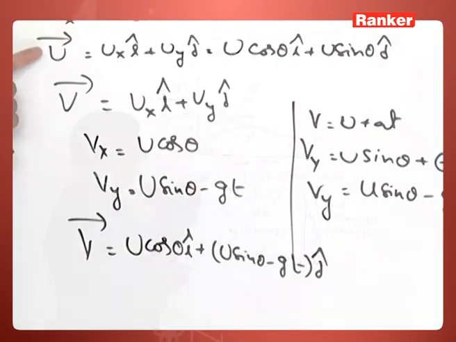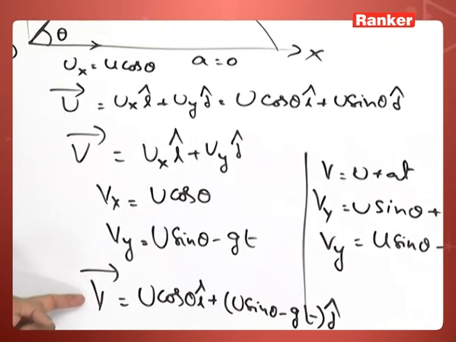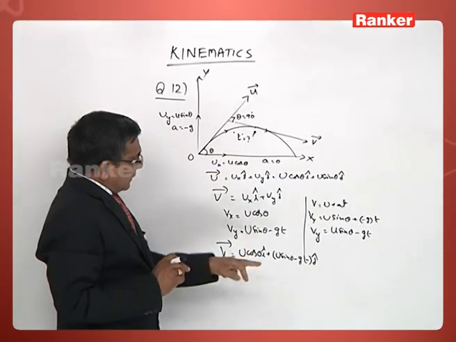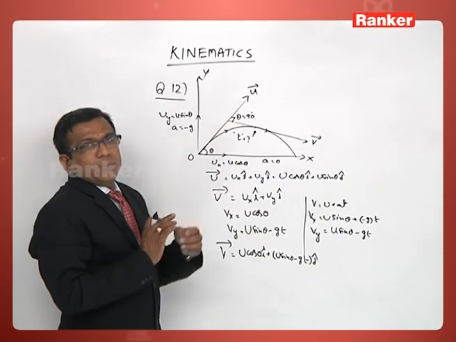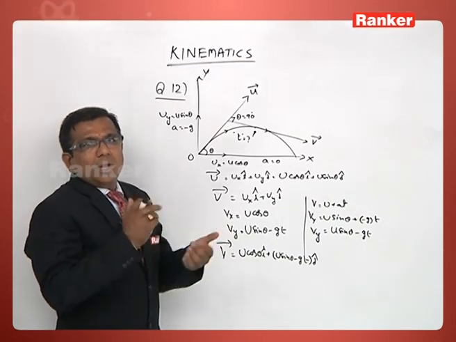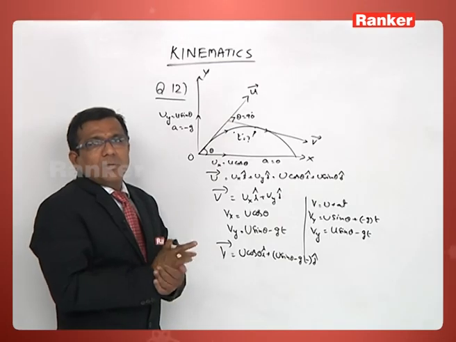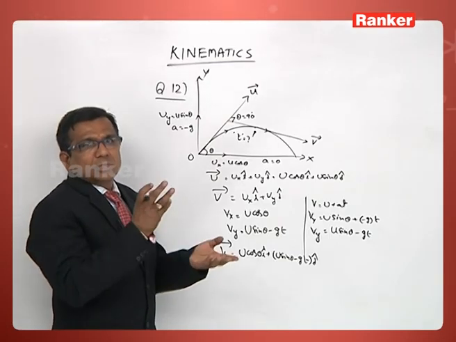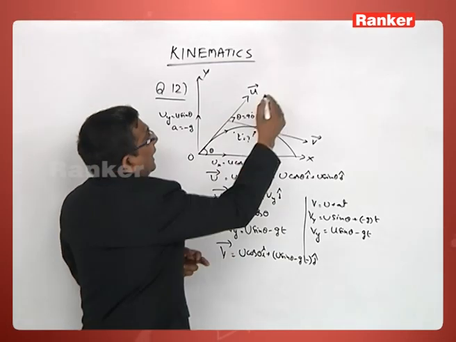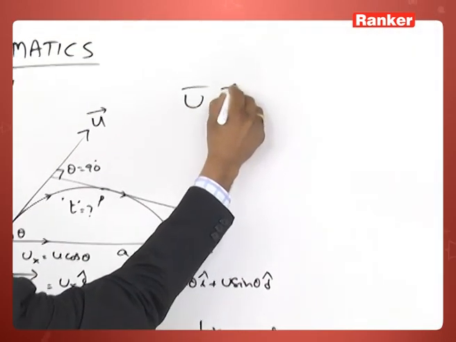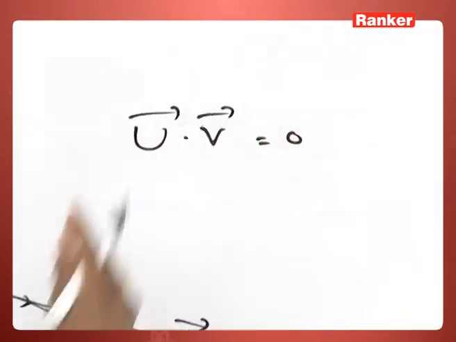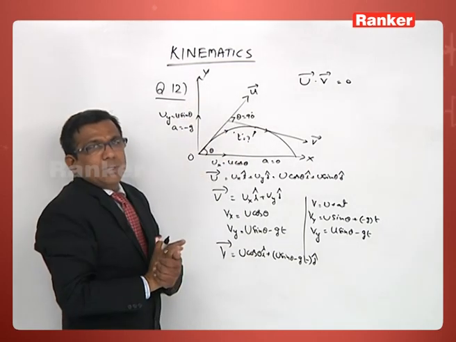Now, when you know the initial velocity vector and final velocity vector, you want to calculate the time when the velocity vectors are perpendicular. As you know, in vectors, whenever two vectors are mutually perpendicular, their dot product is 0. So, use the concept of dot product. You can write u bar dot v bar is equal to 0, because these two velocities are mutually perpendicular.